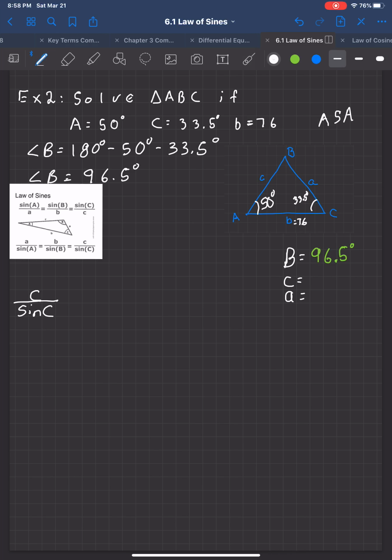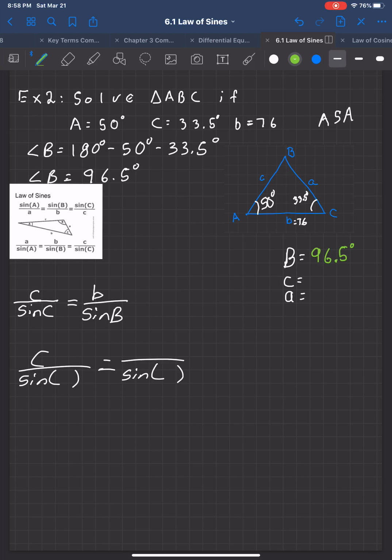So a better choice would be C over sine of C is equal to B over sine of B. The way this is going to work for the remainder of this problem is I'm going to plug everything in, and then jump to the step where I've solved for C. That's just that little algebraic step. Okay, so let's do that. C over sine of C equals B over sine of B, and let's put everything in the right spot.